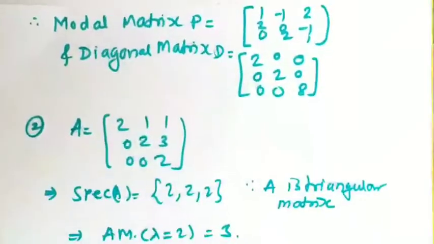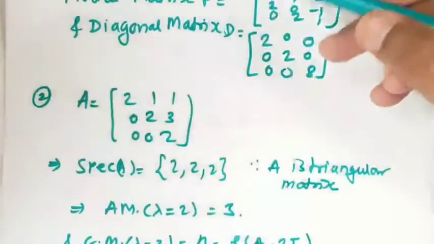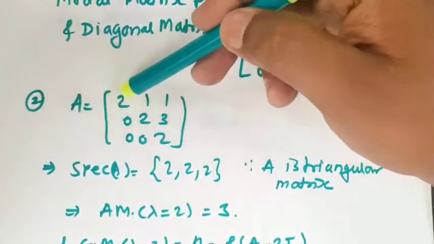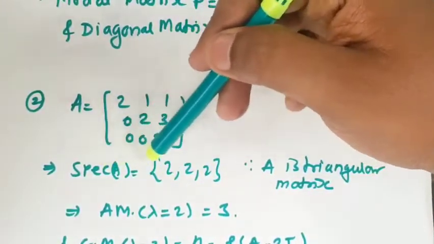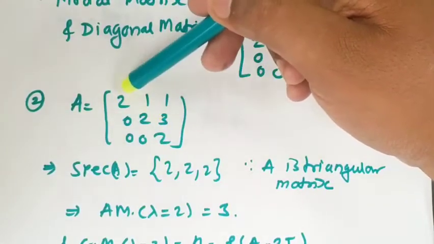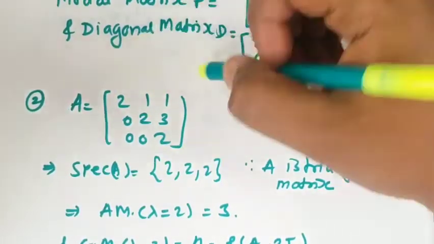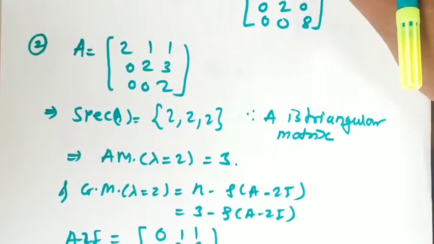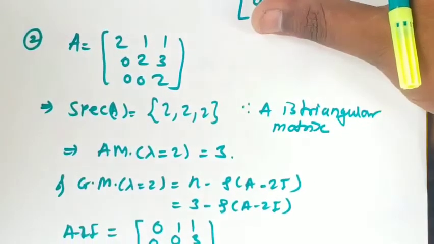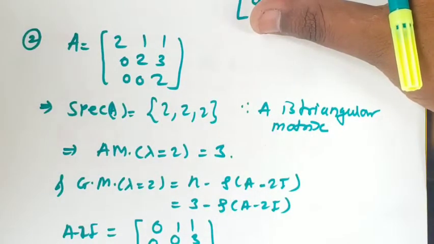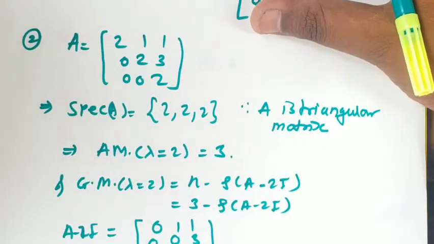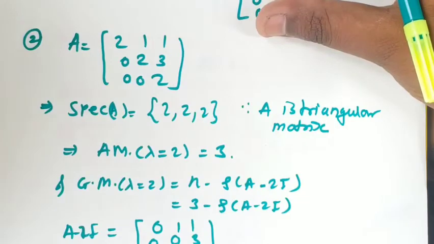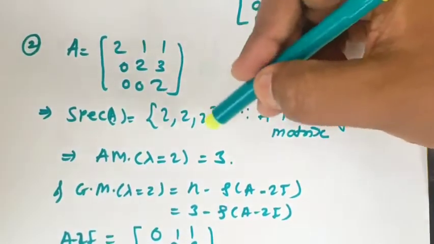Now the next example. As this matrix is a triangular matrix, we can directly write its eigenvalues from the diagonal entries, which are 2, 2, 2. So here the eigenvalue 2 is repeated 3 times. Here also we have the case of repeated eigenvalues, so we need to check its diagonalizability using the algebraic multiplicity and geometric multiplicity. As it is repeated 3 times, its algebraic multiplicity will be equal to 3.